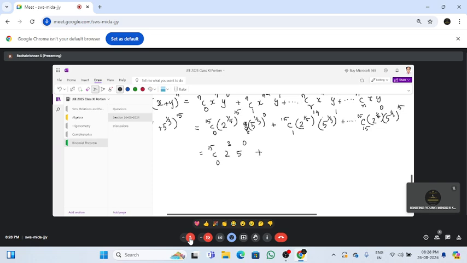Plus 15C1, 2 power 14 by 5, 5 power 1 by 3. Over 1 by 5 into 0, right? 0. 5 power 5.